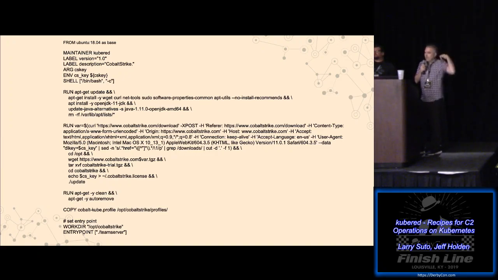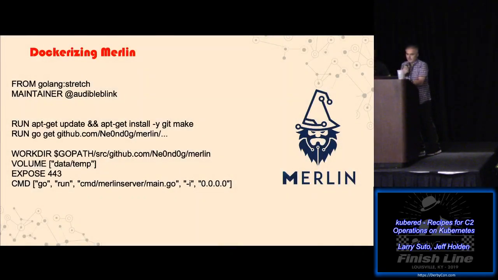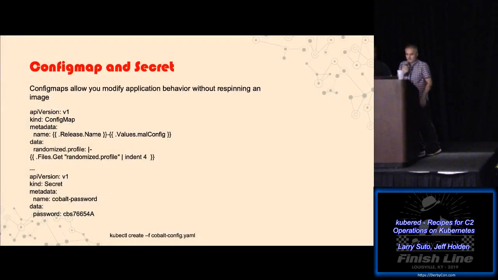For Cobalt Strike you need a license, so some of the images won't be available online because you'll have to build it yourself. I'll add that to the script, where you can compose your own Dockerfile and upload it to your own private Docker Hub. And then this is a sample Dockerfile for Merlin. Okay, so that's how you get your Docker image.